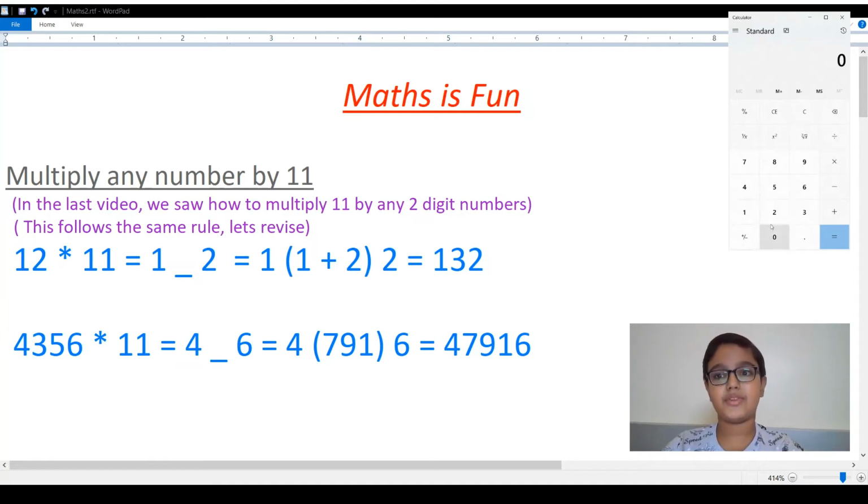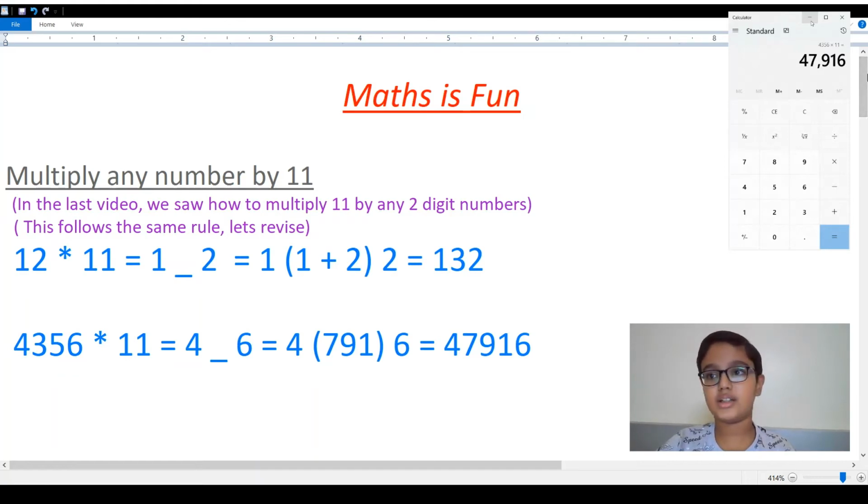We can check that with the calculator that we have opened here. See, 4 3 5 6 times 11 equals 47916.